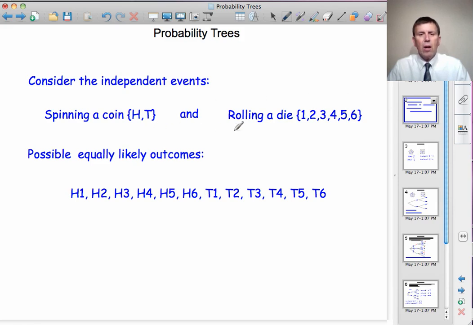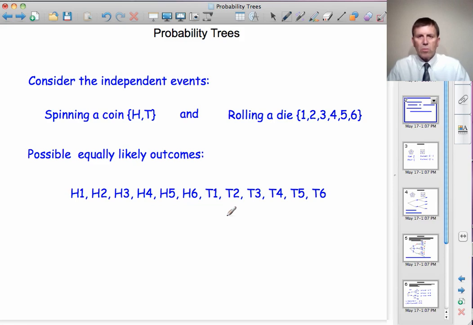or a tail, or rolling a die where we can get a 1, 2, 3, 4, 5 or 6. Now those are what we call independent events. When one happens, it doesn't affect the probability of the other happening. And we see if we take the two things together, there are 12 possible outcomes. I can have a head with a 1, 2, 3, 4, 5 or 6, and I can have a tail with a 1, 2, 3, 4, 5 or 6.